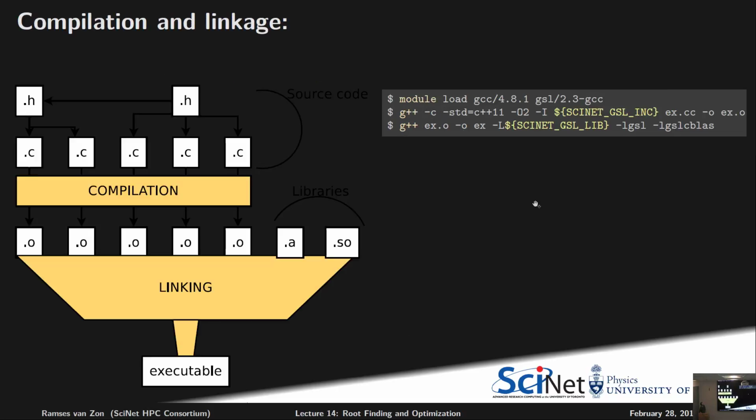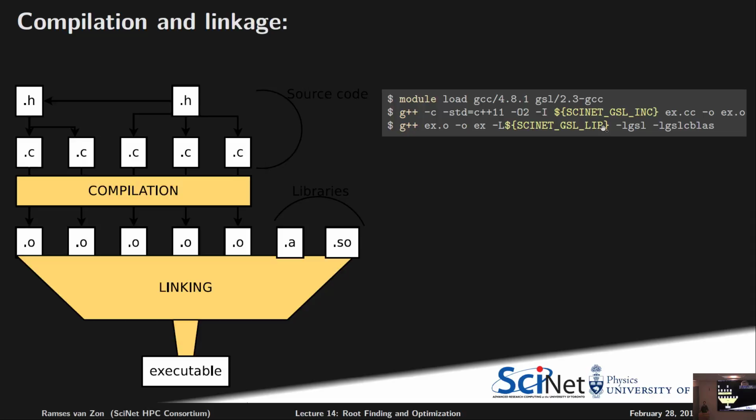And then we want to compile it. So if I'm pretending to be on Scinet on the GPC here, I load the GCC module and the GSL module, and then I compile my little example. Say it's called x.cc, and because we're on Scinet and the GSL is not stored in a standard location, I have to give it the -I and then the Scinet GSL inc environment variable that points to where the header files are. And with the linking, I'll have to do something similar. I have to say where these libraries are by passing the library path.